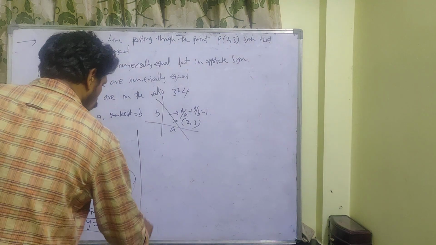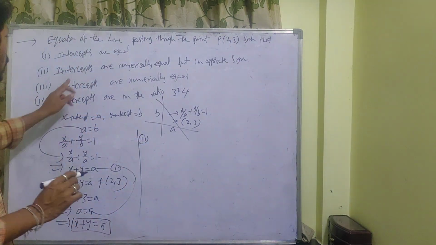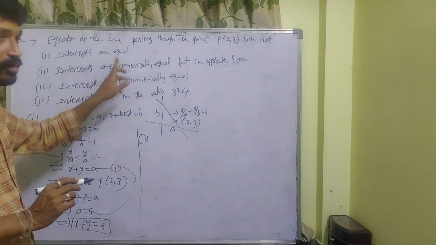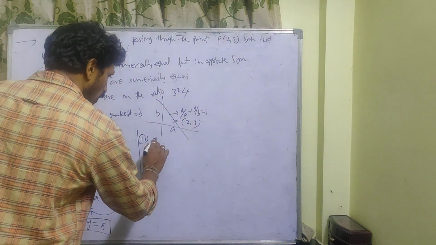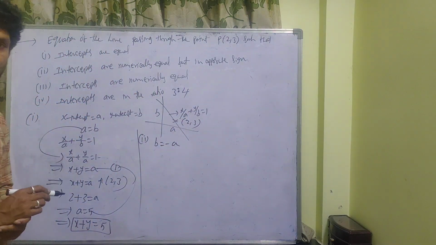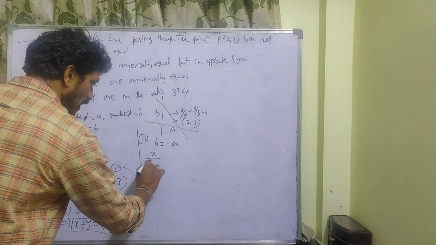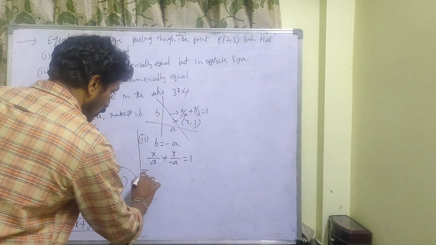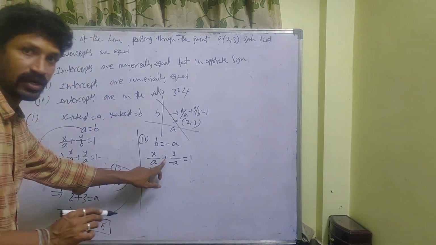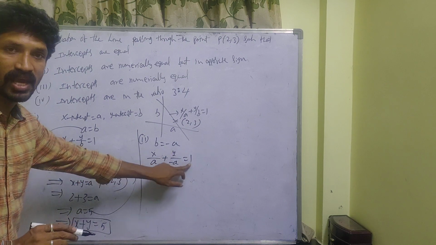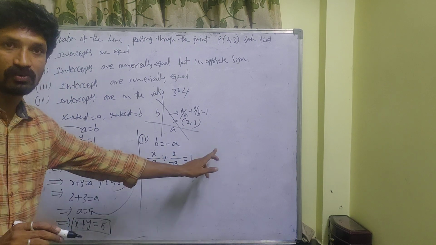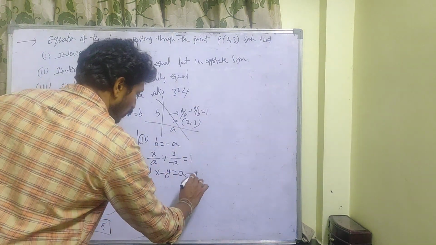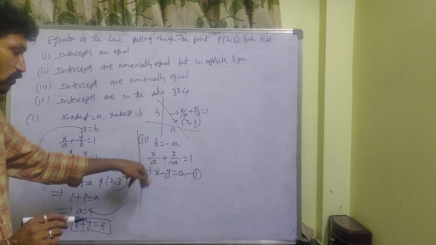So the second question is what? Intercepts are numerically equal but of opposite sign. That means B is equal to minus A. Then the equation will be in the form of x by A plus y by B, where B is minus A, is equal to 1. That means x by A minus y by A is equal to 1. Taking A as the LCM and transposing, x minus y is equal to A. So this is the first equation in this second question.